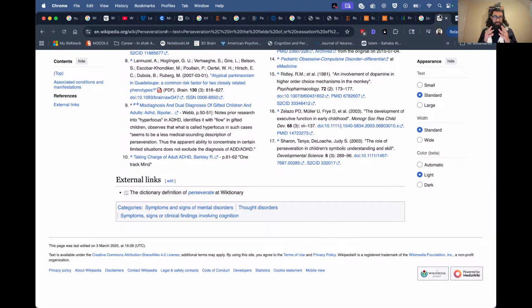Second thing is failure to shift strategy. So they're unable to adapt and change their strategy when put in an unsuspected situation, in a situation that they weren't expecting to be in the first place.